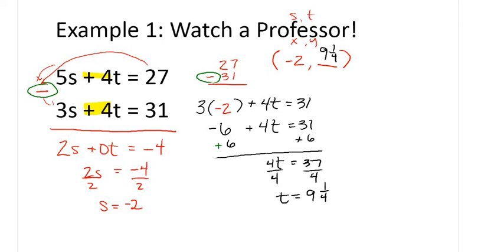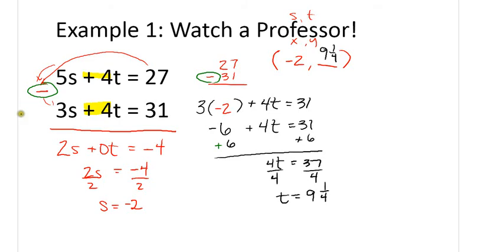I don't think so. It would be negative 2, 37/4, or 9 and 1/4. It looks like I've done the right stuff. So let's go ahead, and I'm really unsure about this answer, so I'm going to go ahead and check this.